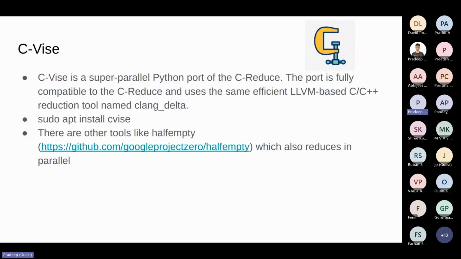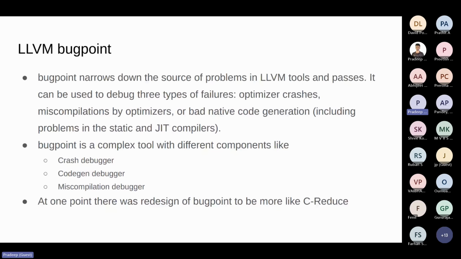And there are other tools like Halfempty, which is from Google Project Zero, which also reduces in parallel. So there are other tools. I think we saw CWise and LLVM Bugpoint. LLVM Bugpoint is a similar tool that narrows down the source of problems in LLVM tools and passes. It can be used to debug three types of failures: optimizer crashes, miscompilation by the optimizer, and bad native code generation, including problems in static and JIT compilers. So it's a versatile tool. It's not just test case reduction. It can be used to debug failures in the LLVM compiler itself.